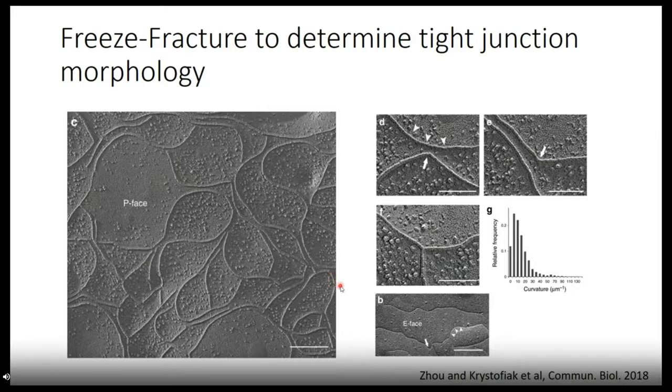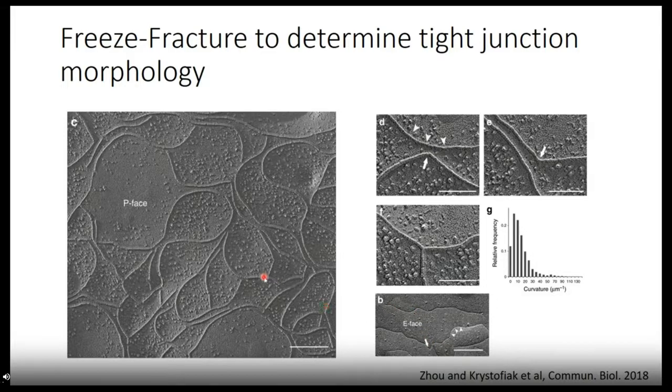Now, this figure also shows a very important thing, which is the difference between the leaflets. This is the P face. This is the cytoplasmic face of the leaflet, and this is where the proteins tend to segregate to during a fracture. So all the strands are in the P face. The E face, on the other hand, which is the extracellular face, will tend to have these grooves in it. This is where the proteins were, but they're no longer present.